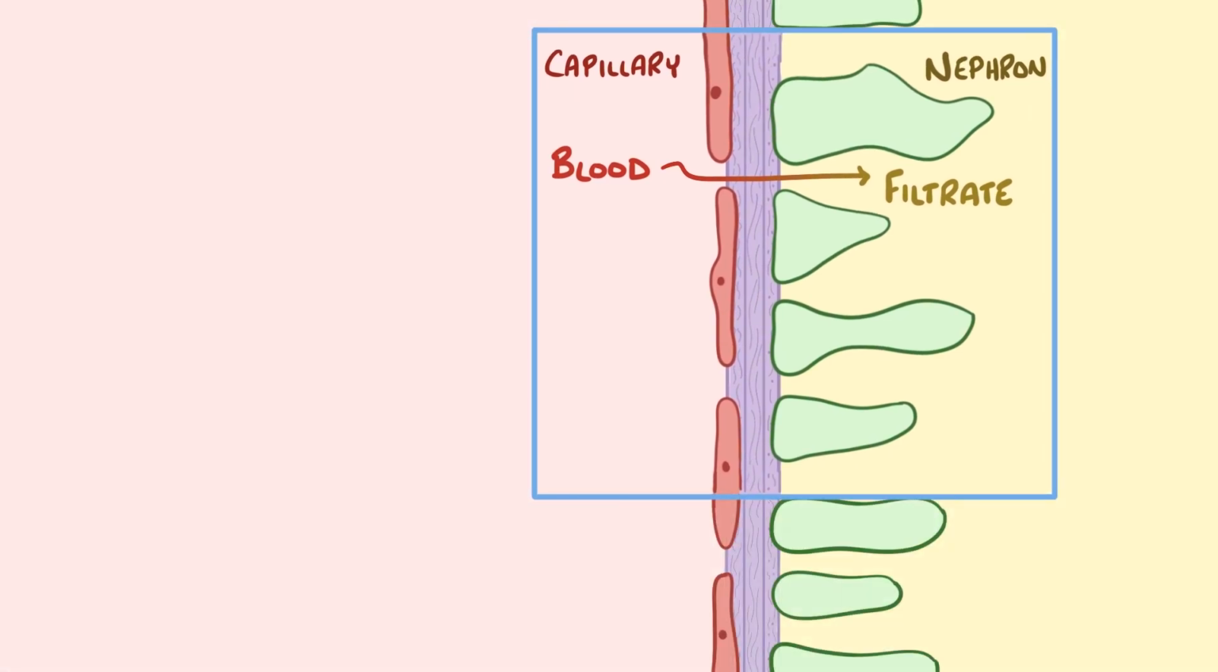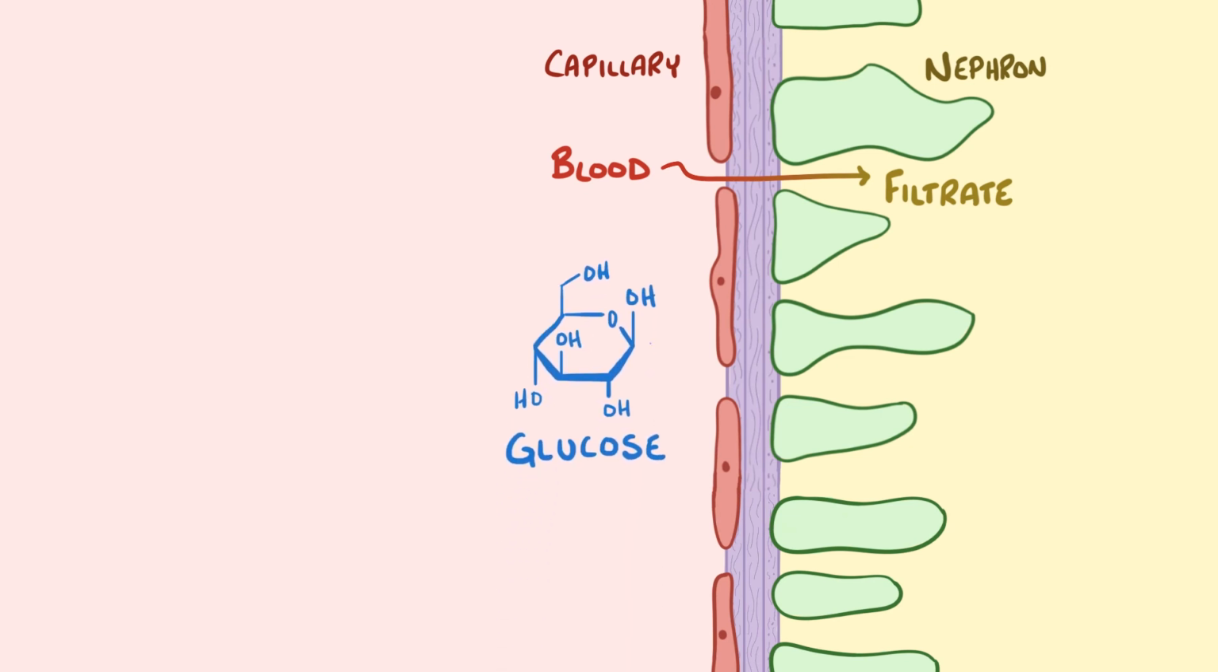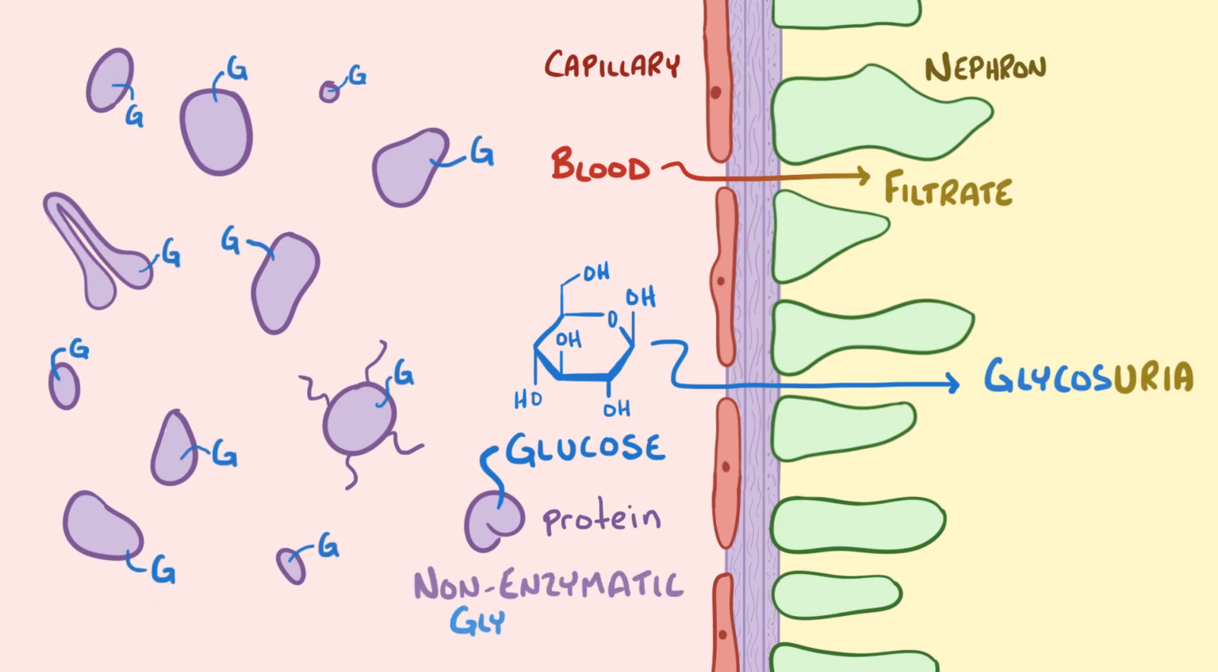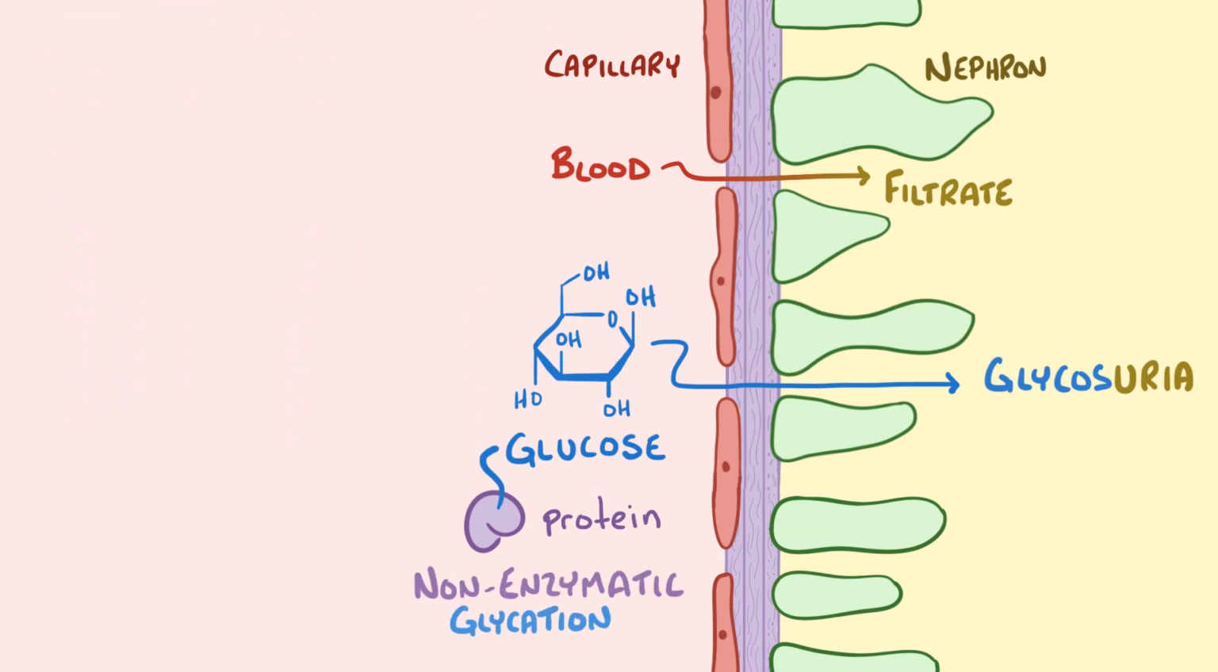In diabetes mellitus, there's an excess of glucose in the blood, because it can't get into cells. And when blood gets filtered through the kidneys, some of that excess glucose starts to spill into the urine, called glycosuria. In addition, when there's a lot of glucose in the blood, it also starts sticking to proteins in the blood, a process called non-enzymatic glycation, because no enzymes are involved.